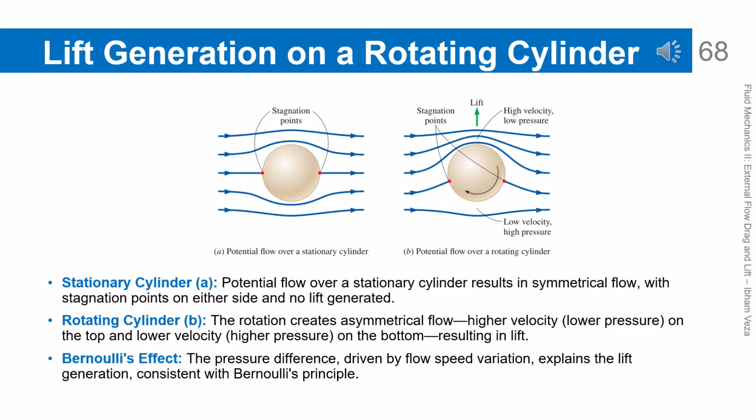Lift generation on a rotating cylinder. For a non-rotating cylinder, the potential flow is symmetric and produces no lift. When the cylinder rotates, the velocity distribution around it becomes asymmetric. The side with higher velocity has lower pressure, which results in a lift force. This phenomenon can be explained by Bernoulli's principle and is known as the Magnus effect. This example shows that rotation can be used to generate lift.